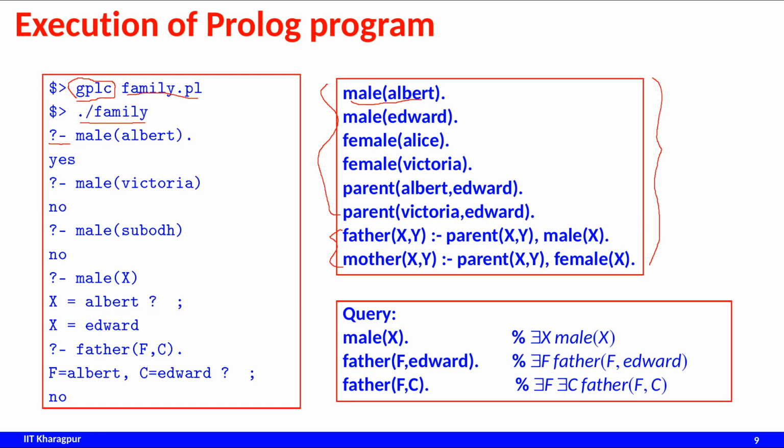Now another interesting thing is, if we ask male X, then it will return whatever variables match X and make male X true. So from our knowledge base we have two such things. X can be Albert, X can be Edward. So we will get all the matches as an answer.